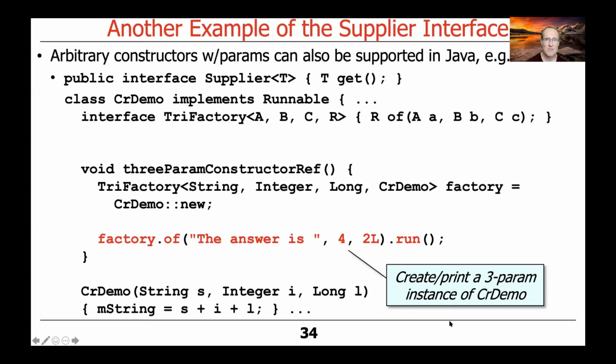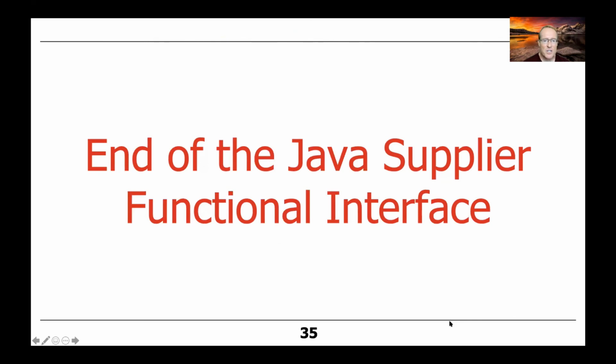C++ has capabilities much like this too, with variadic templates, which are even more powerful than what you find with Java, but the Java features we're looking at here are pretty neat. So that's the end of our discussion about supplier functional interfaces. We'll see a lot more about suppliers later.